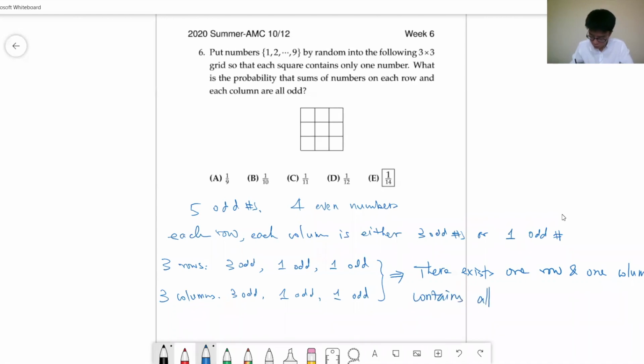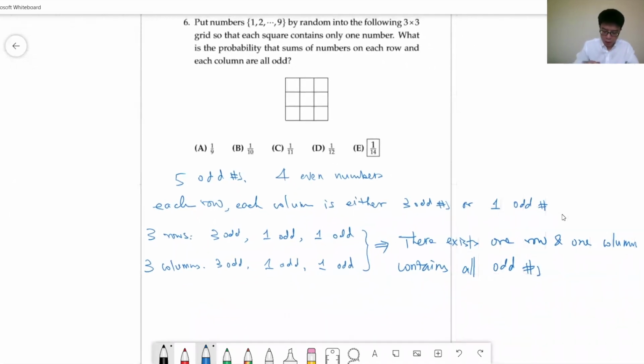Contains all odd numbers. Okay. Now let's see how many ways we can choose this row and this column. So let's choose this row that contains all 3 odd numbers, and then this column that contains all 3 odd numbers. So we have 3 times 3. We have 9 ways to choose this row and this column.